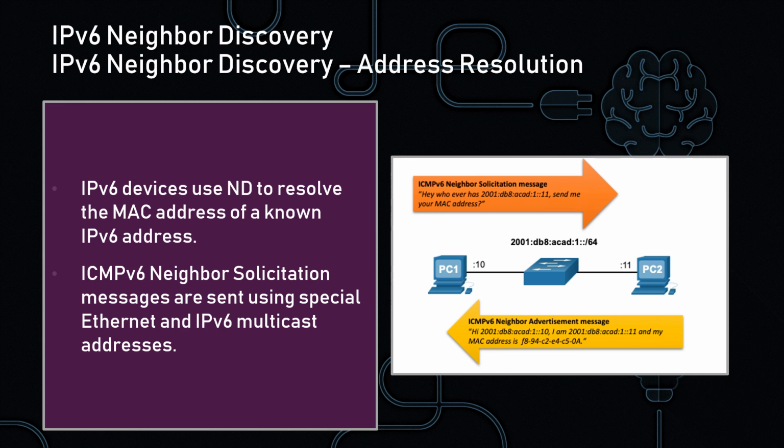Here we see the neighbor discovery process to resolve the MAC address of a known IPv6 address. Here we have our neighbor solicitation message in the graphic. Hey, whoever's got 2001:DB8:ACAD:1::11, send me your MAC. And the response will come back, hi, that's me, and my MAC address is F894C2E4C50A. These are special messages using IPv6 multicast addresses. It will also incorporate Ethernet to a degree.